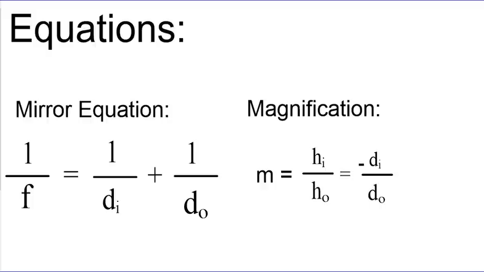Now, for our equations, we have the mirror equation: 1 over the focal length is equal to 1 over di plus 1 over do. And for these, we'll go ahead and say that we want these to be in meters. And for our magnification, the magnification is equal to these two ratios potentially. So the ratio of the heights or the ratio of the distances. So the height of the image over the height of the object, or the negative distance of the image divided by the distance of the object. And you'll see the significance of the negative here. And we'll talk more about that later in class.